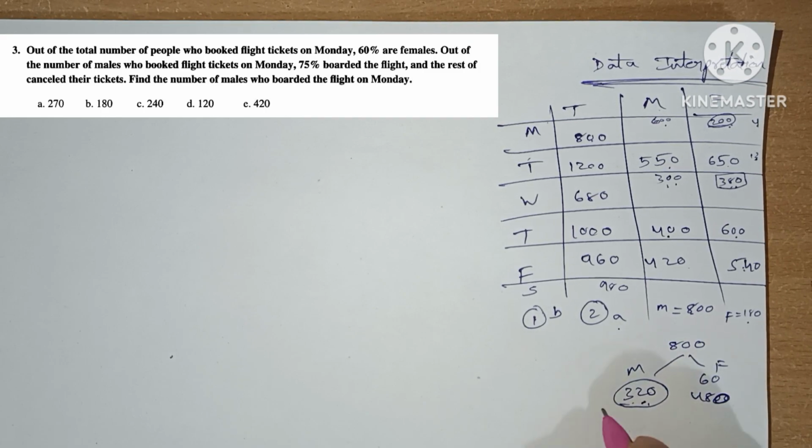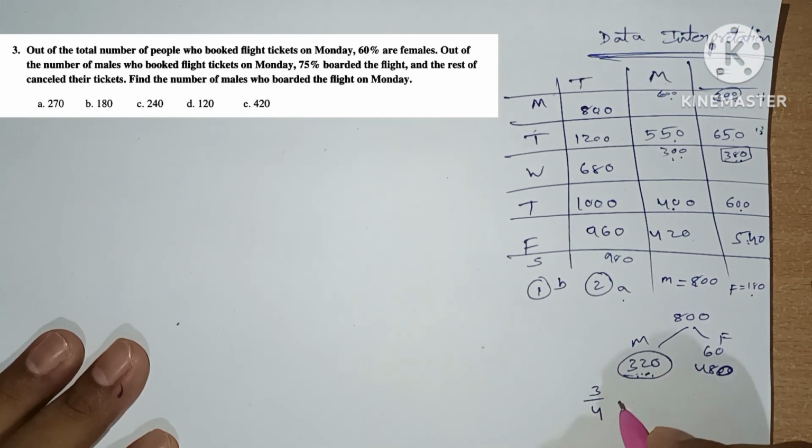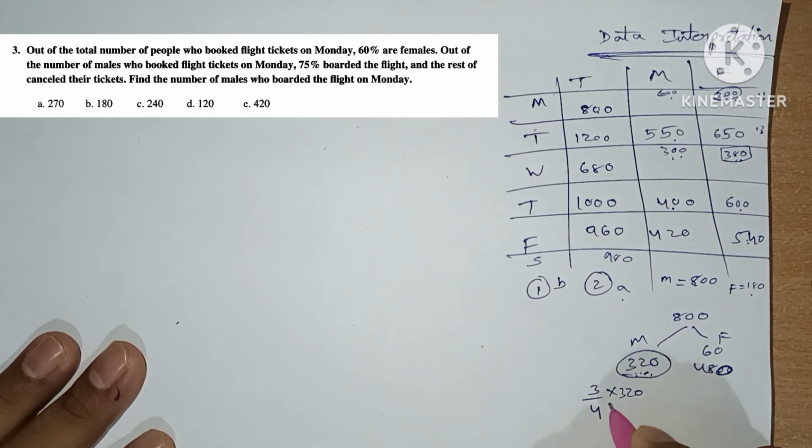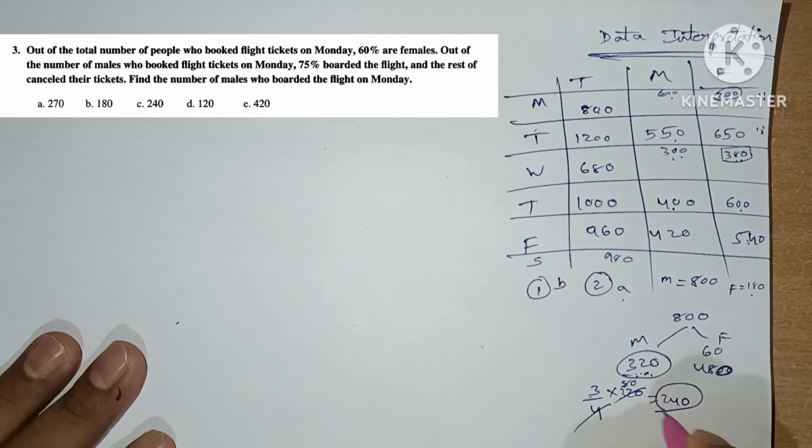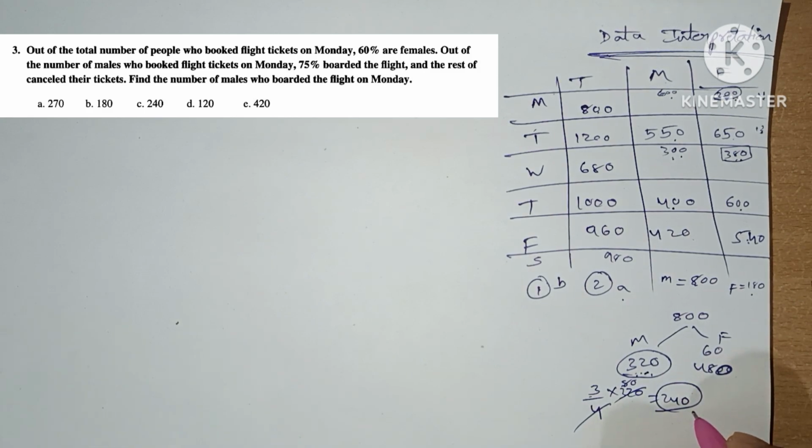Out of 320, 75% boarded. So we need to find the value of 75% of 320. 75% means 3/4. 3/4 of 320, which will be 80 times 3, which is 240. So this is our answer. The option is option C. So the third one is option C.